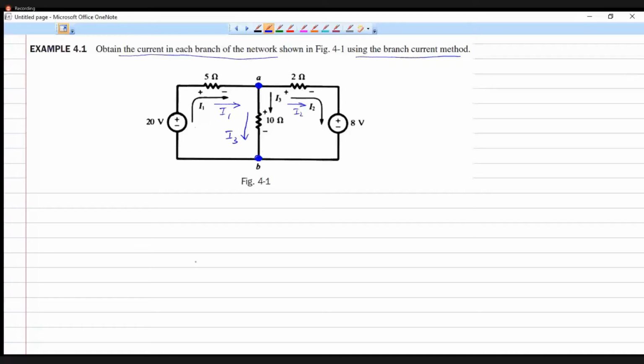So what does the KCL say? Summation of I is equal to 0. Or incoming current is equal to the outgoing current. So here I1 is the incoming current, right? So I1 is equal to I2 plus I3. So that will be our first equation. Then we can write a series of equations.